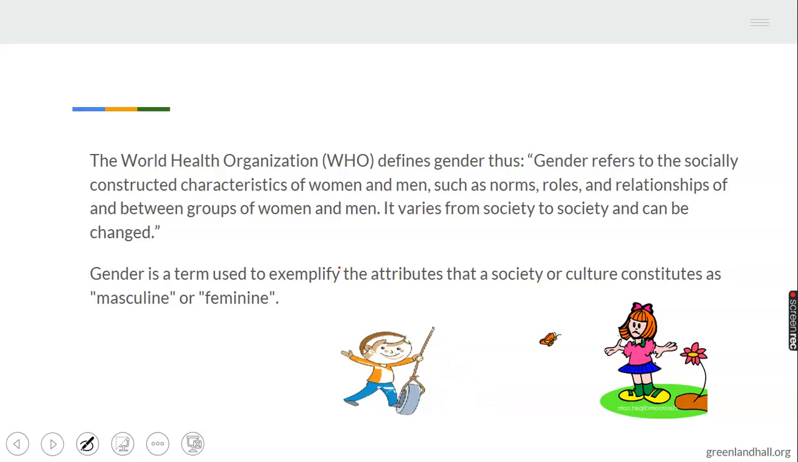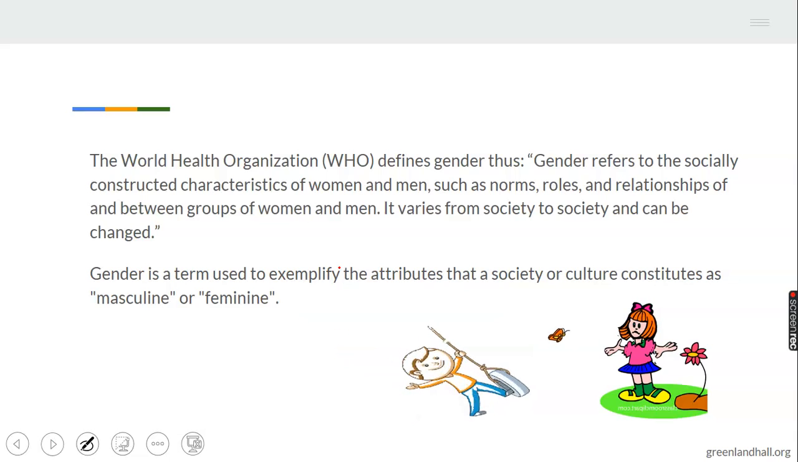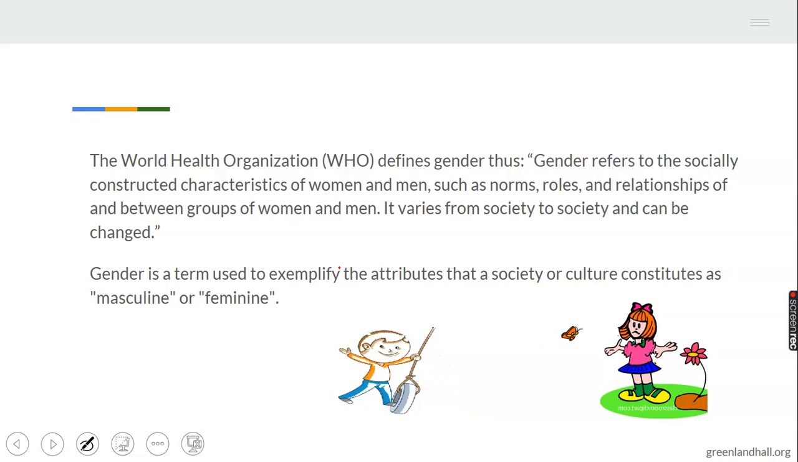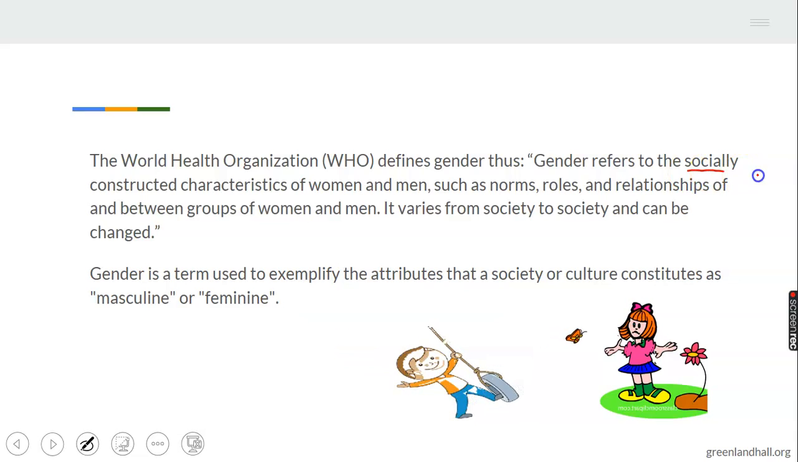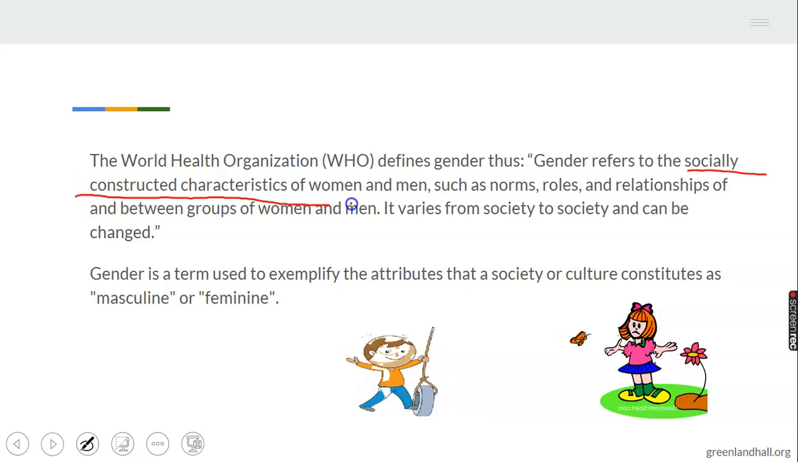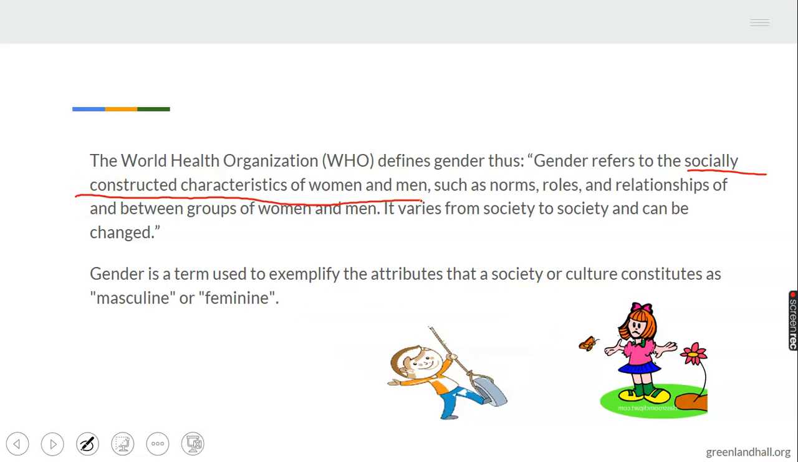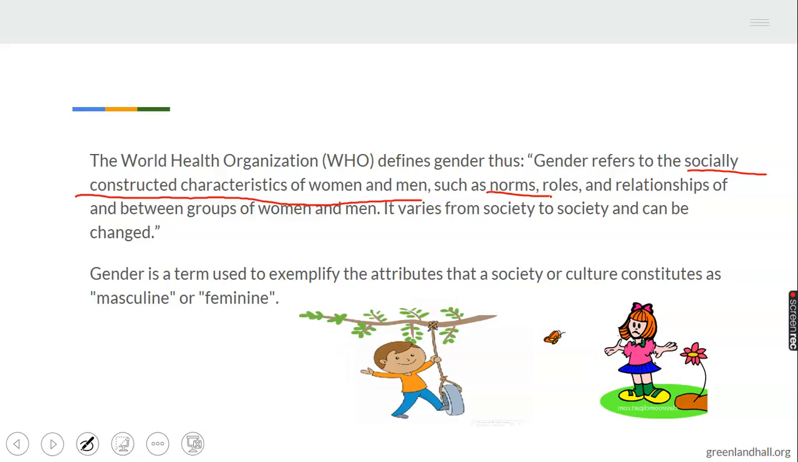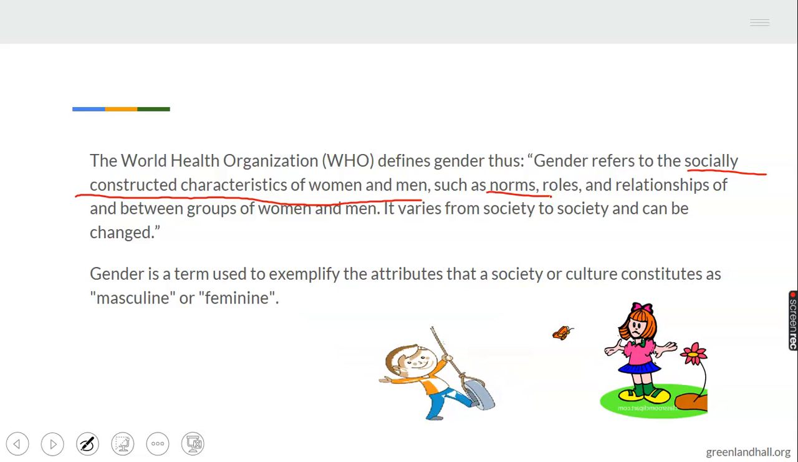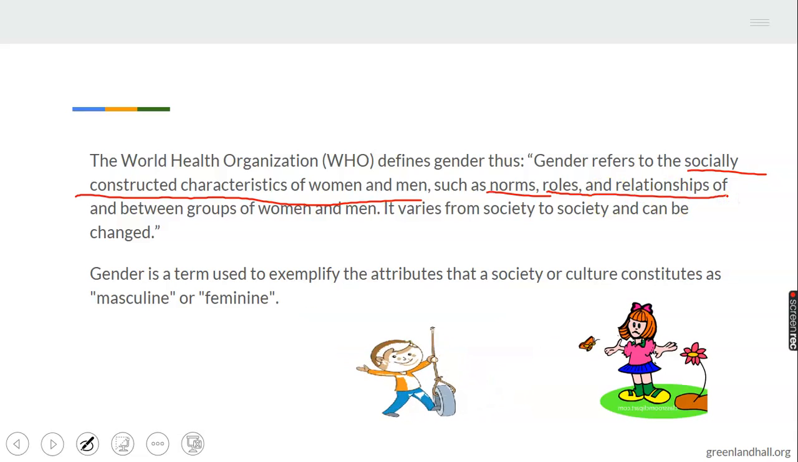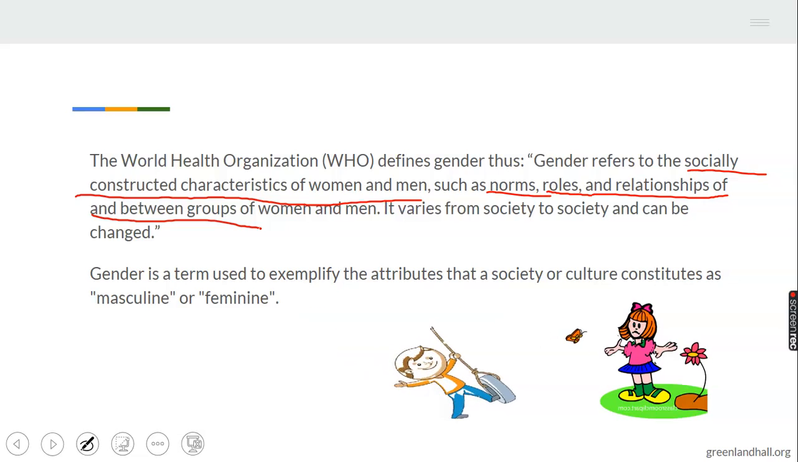The World Health Organization, also called the WHO, defines gender as the socially constructed characteristics of men and women, such as their norms, that is the normal things they do, like a lady will put on a dress; their roles, like the mother is the one who breastfeeds and backs the baby; and the relationships of women and men, and the relationships between groups of women and men.